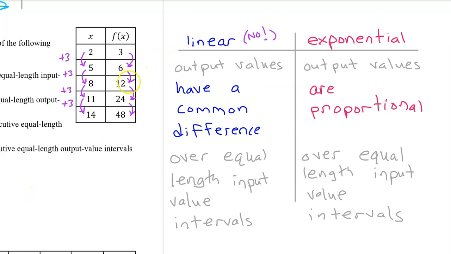To decide if the output values are proportional, divide each output value by the previous output value. 6 divided by 3 is 2, so that's the first ratio. 12 divided by 6 is 2. 24 divided by 12 is 2. 48 divided by 24 is 2. So, exponential, yes.